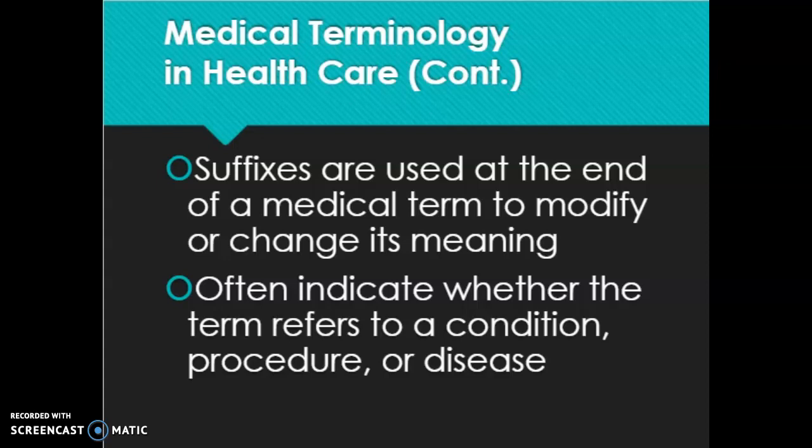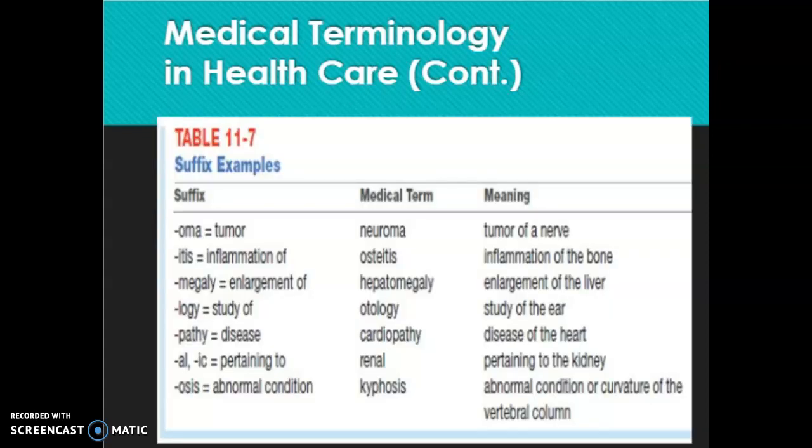And then suffixes are used at the end of medical terms to modify or change its meaning and often indicate whether the term refers to a condition, procedure, or a disease. So here's some more examples. The suffix oma always means tumor. So a neuroma is a tumor of the nerve. Itis is inflammation of, so osteitis is inflammation of the bone. Megaly is enlargement, and hepato is a prefix that means liver. So hepatomegaly is enlargement of the liver.